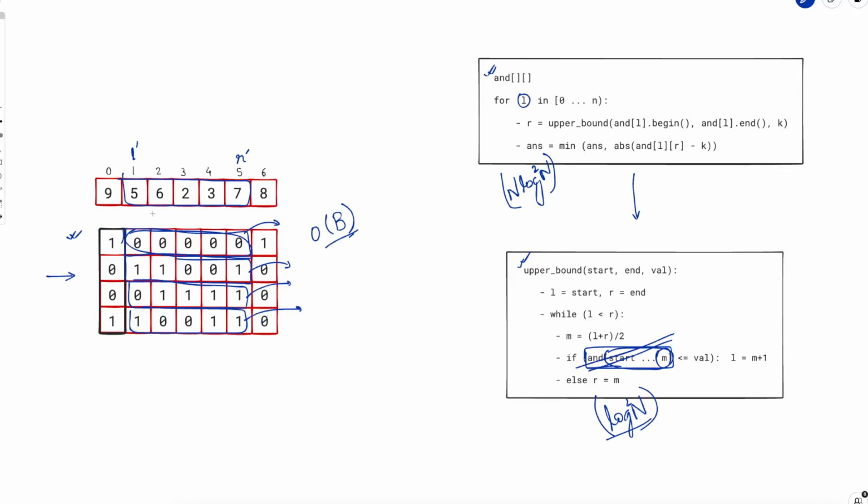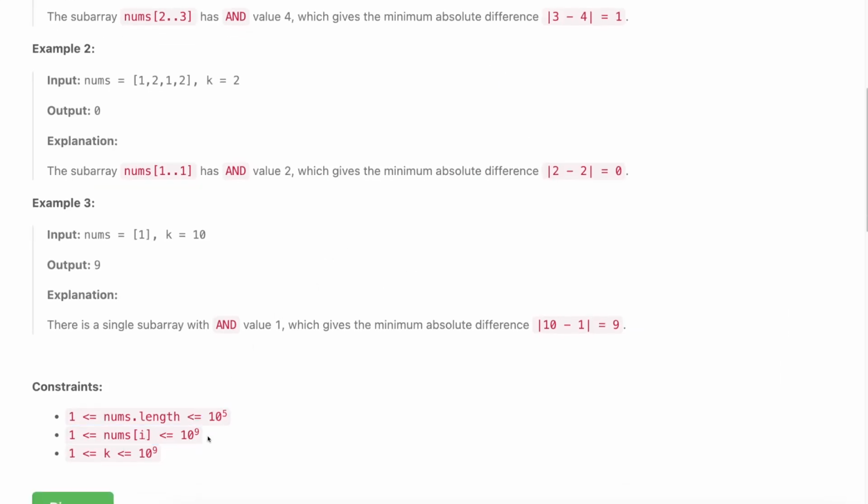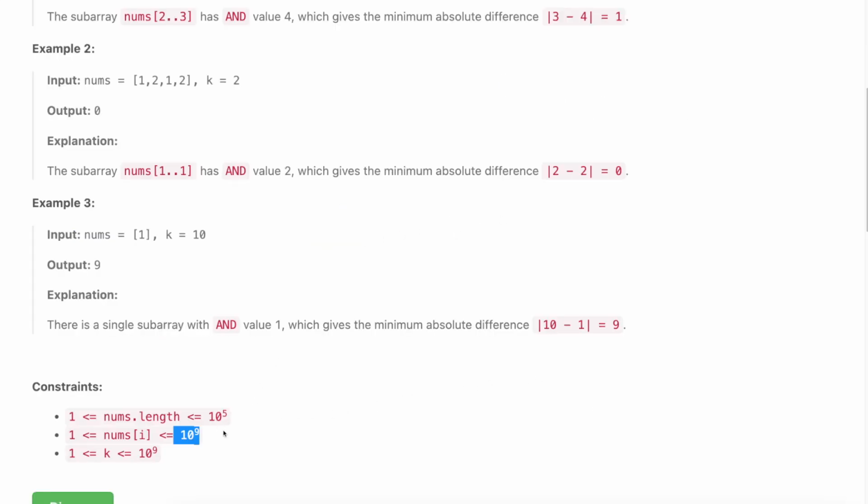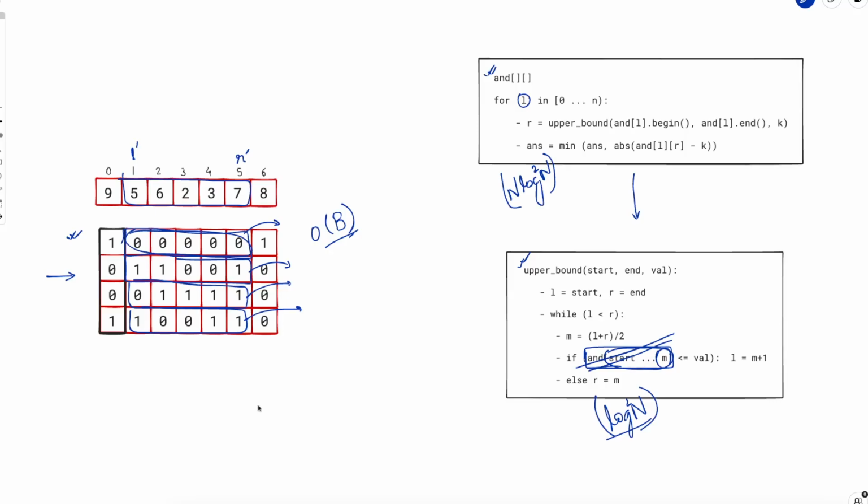You can pre-build it before even starting this algorithm. So either you can answer it in log n or you can answer it in order b time, and both of them would pass the given time constraint. In this particular scenario, order b is slightly higher because with 10 power 9, order b would be 30, whereas order log n would be log of 10 power 5, which will be around 20.